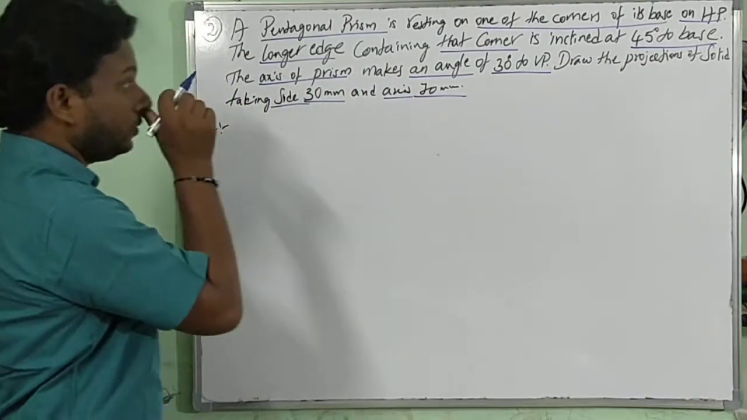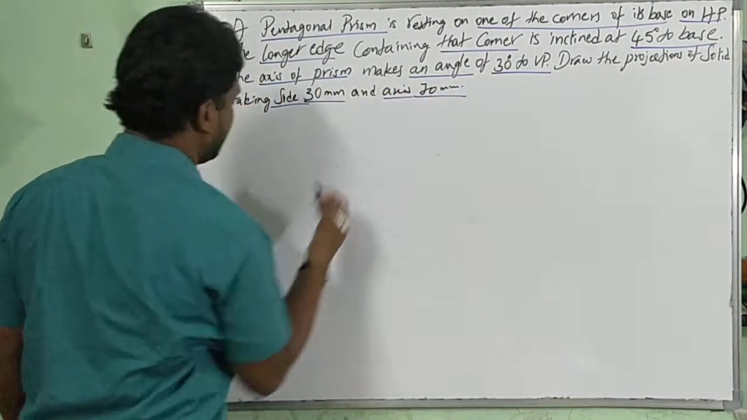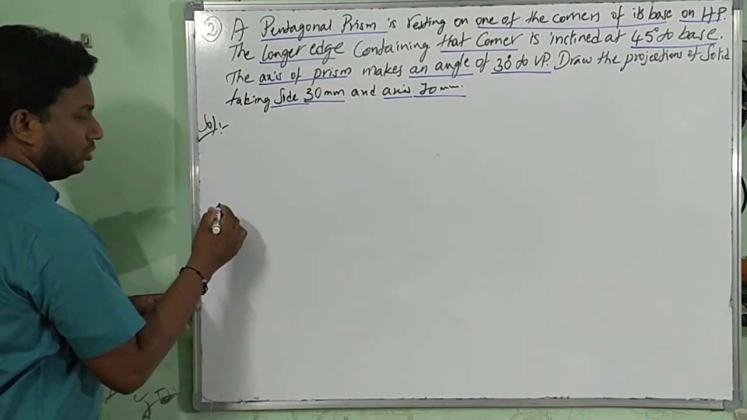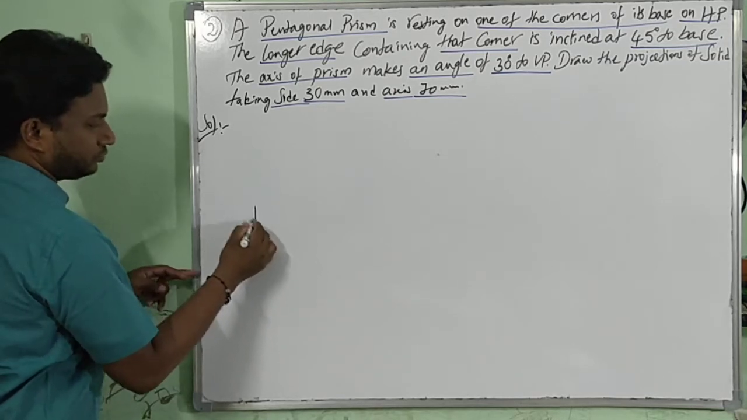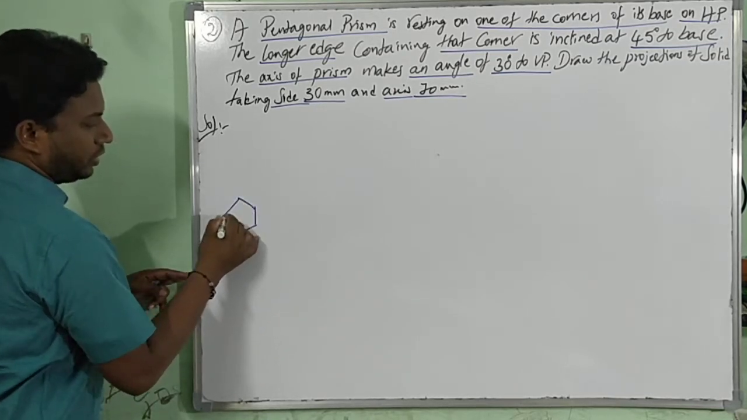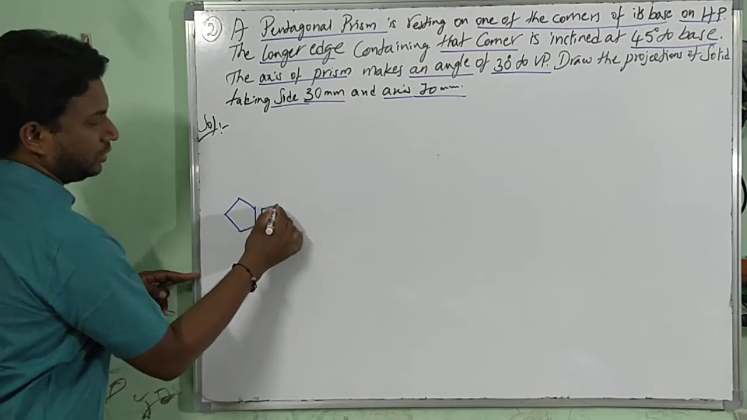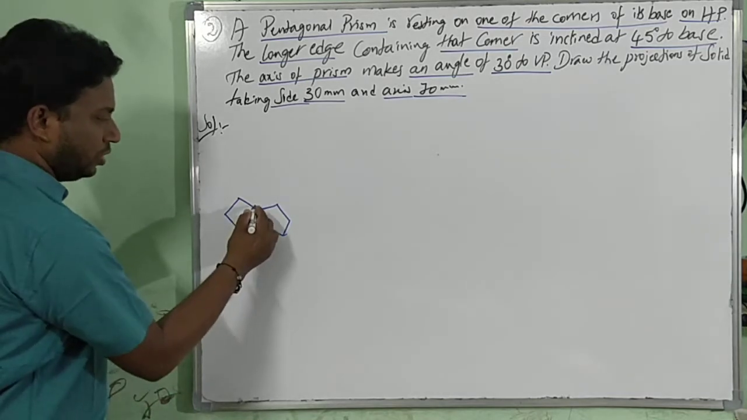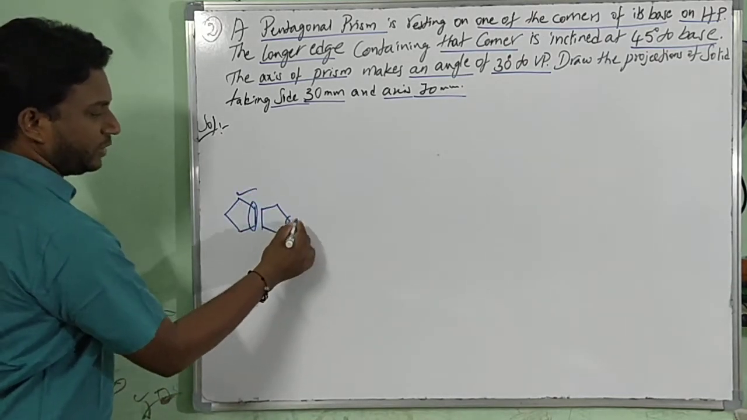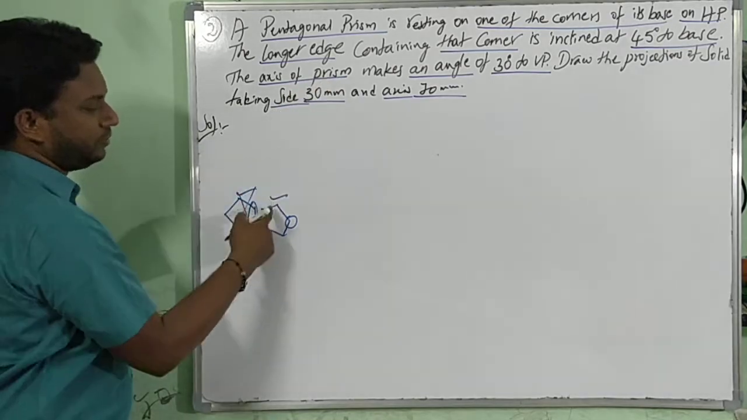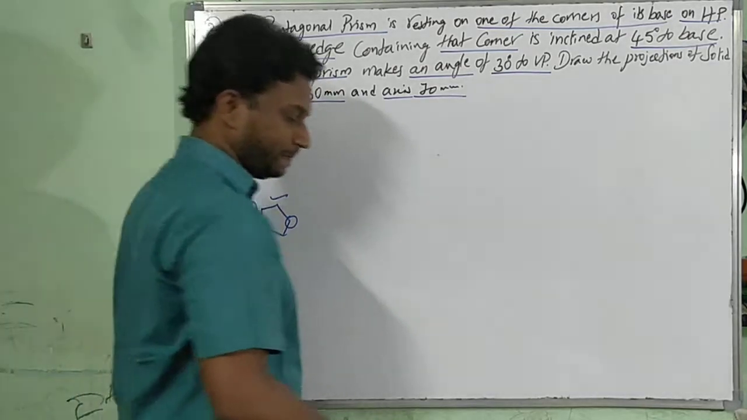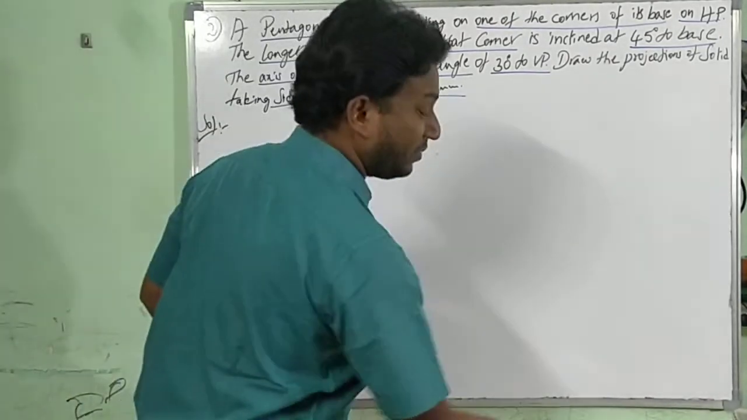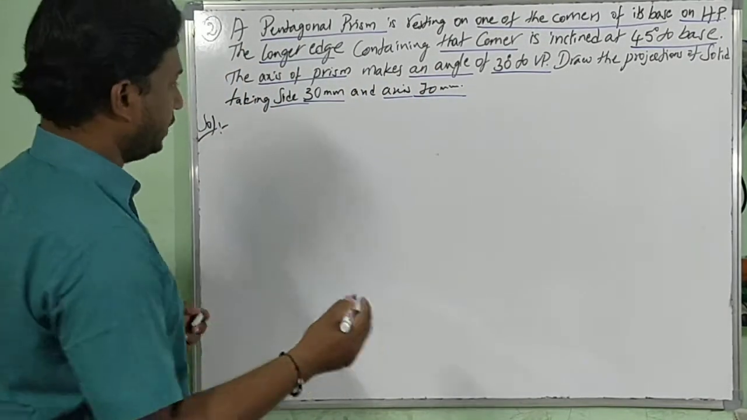Right? Now, the pentagonal prism: how to draw it with respect to the corner? See, these are the 2 pentagons you can draw. You can draw like this, you can draw like this too. I explained this previously: with respect to edge, this one; with respect to corner, this one. Now for this problem, it is with respect to the corner. If you all have some idea about this, we have to start the problem.